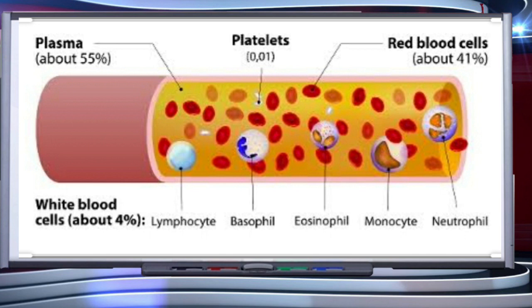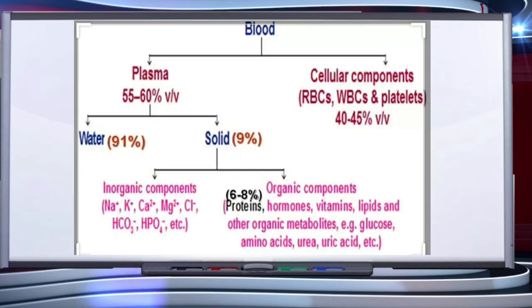Plasma is a straw colored, viscous fluid constituting nearly 55% of the blood, and 90 to 92% of plasma is water, and proteins contribute 6 to 8% of it. Fibrinogen, globulins, and albumins are the major proteins present in blood plasma.